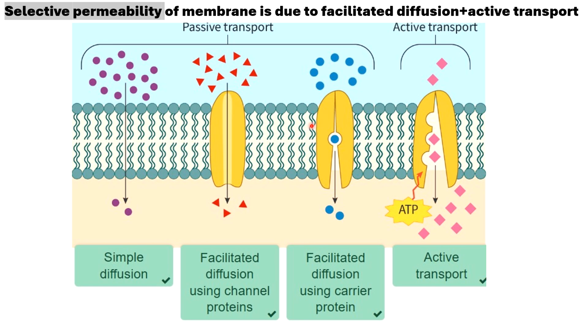Perfect. Last thing, the selective permeability, so the ability to select certain things to go in or out of this membrane, is thanks to the facilitated diffusion and active transport, not to the other processes.